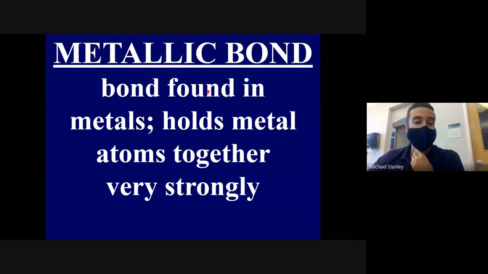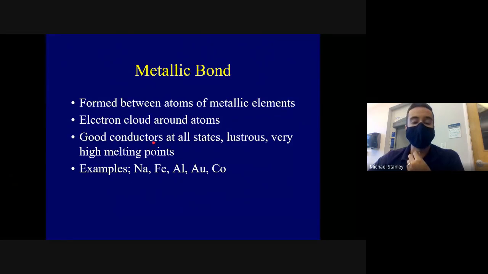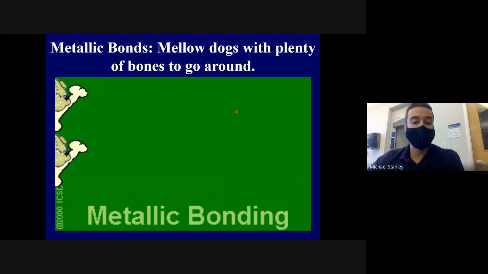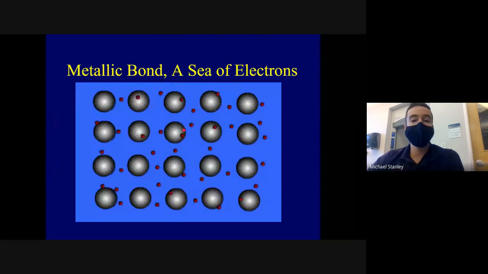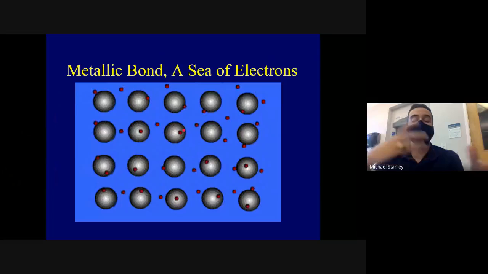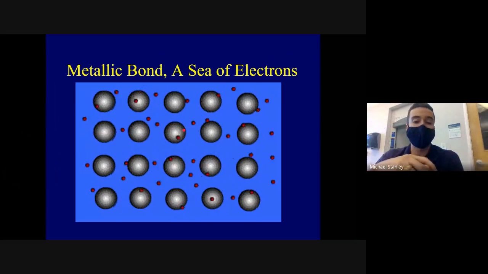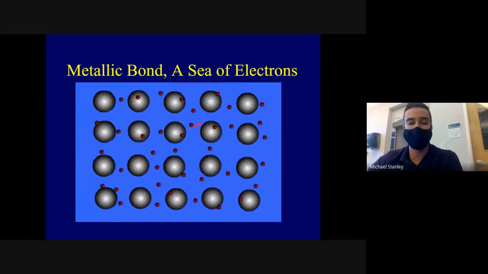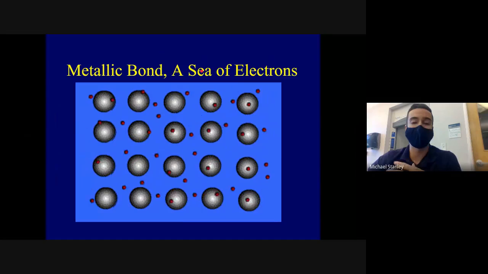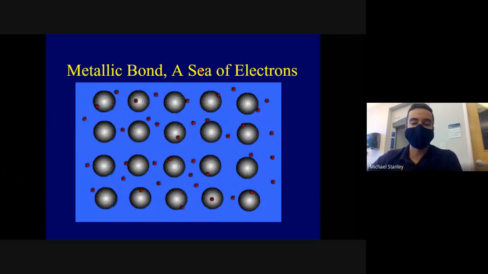And then finally, metallic bonds, we're not really going to talk about. These are essentially bonds that hold together metals instead of nonmetals like we were looking at with the covalent. These are how metals are bonded together. When metals become bonded together, they all share their electrons equally. So it becomes what some people call a sea of electrons or a cloud of electrons.